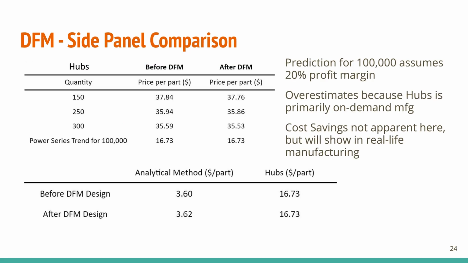So here's a quick comparison. Hubs, using a power series transfer of 100,000 units, predicted with a 20% profit margin that the before and after designs would both have a cost of $16.73 per part. Hubs overestimates because it's primarily on-demand manufacturing, and so they use things like laser cutting that are cost-effective for small batch sizes, but not for mass manufacturing. And then finally, cost savings are not apparent here, but will show in real-life manufacturing, because DfM Pro primarily focuses on manufacturing reliability recommendations, which won't show here, but will show later down the line in manufacturing.